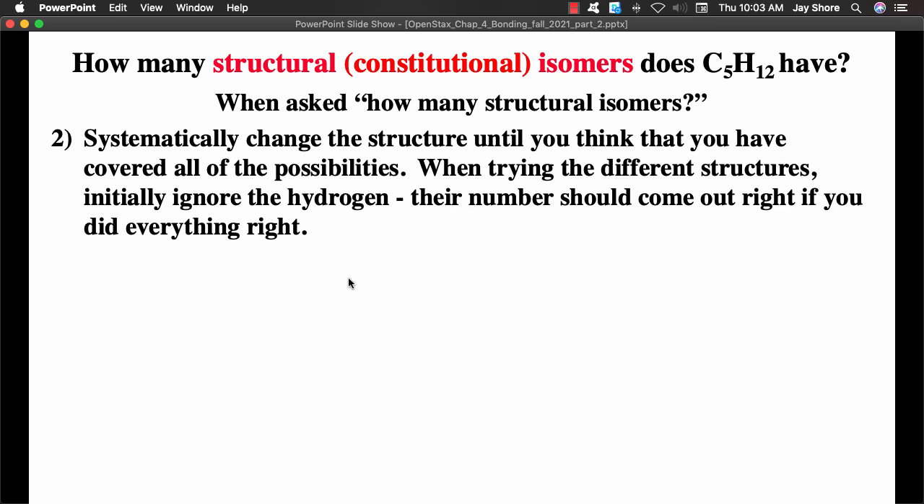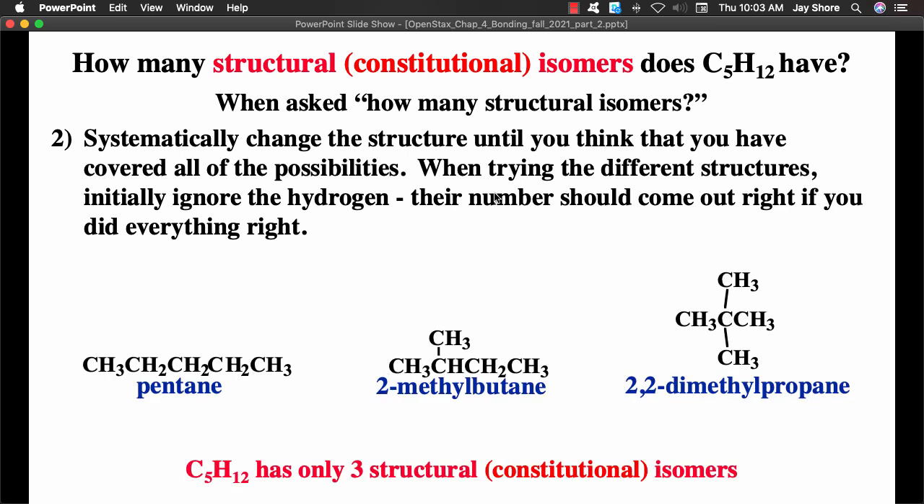Now, when I'm doing this, I ignore the hydrogen because their number will come out right if I do everything else right. And so for C5H12, again, we figure out all the carbon-carbon bonds should be single. Remember, hydrogen always will just have that single bond. And so we can put the carbon in a row, and we'd end up with 3, 5, 7, 9, 12 hydrogen, which is what we expect. We could imagine, say, this methyl group, this carbon here goes there. Now again, the hydrogen should come out right, 3, 6, 9, 11, 12, and it does.